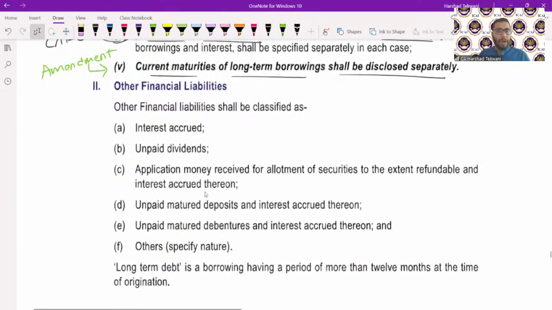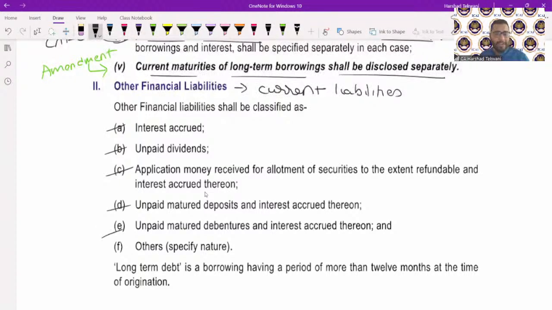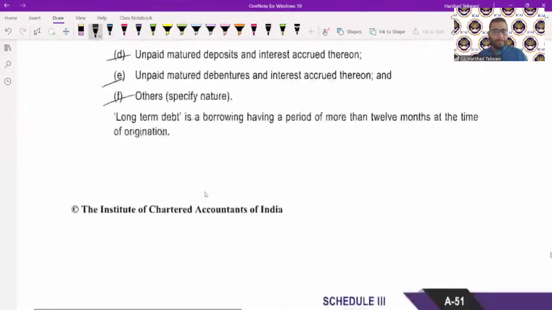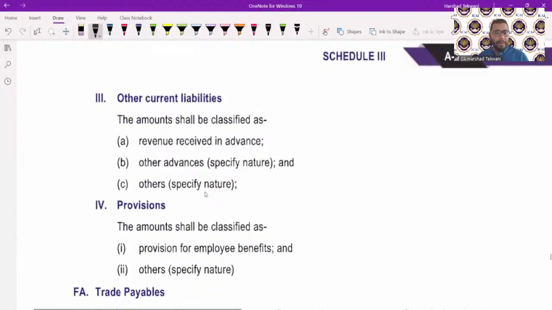Other financial liabilities. What are the other financial liabilities of current nature? That is interest accrued, unpaid dividends, application money received for allotment, unpaid matured deposits, unpaid matured debentures, and others. So this is how it is given. Other current liabilities: revenue received in advance, other advances and others. This others means if it is not falling in any of the categories, then it will fall under here. Residuary, or you can say all inclusive one.